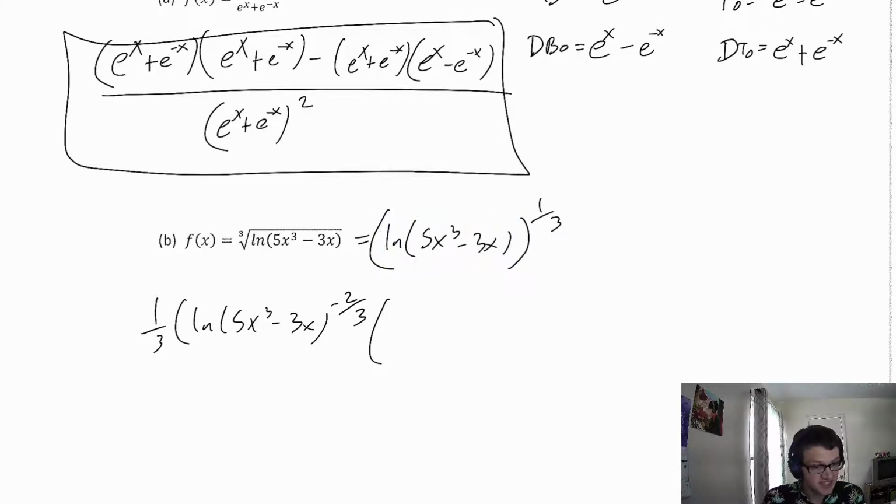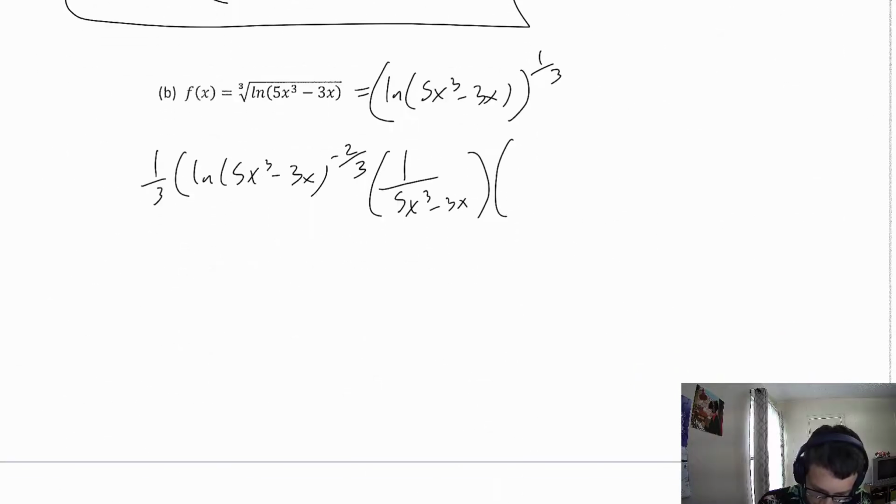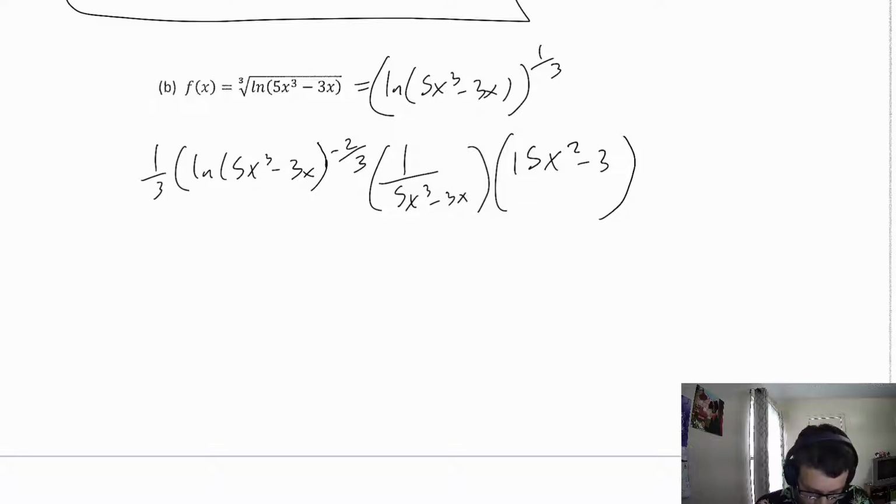The inside being natural log 5x cubed minus 3x. When we take the derivative of a natural log function, what we do is we put 1 over whatever's in parentheses, and then we multiply by the derivative of whatever's in parentheses. So here we're going to have 15x squared minus 3. And because we don't have to simplify, we're done. That's our derivative of that.